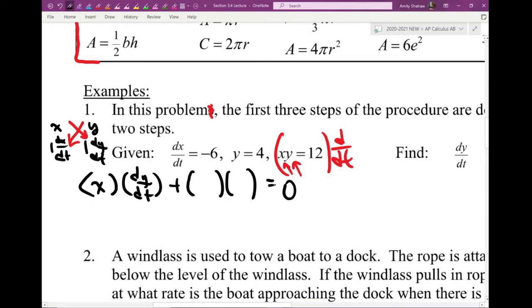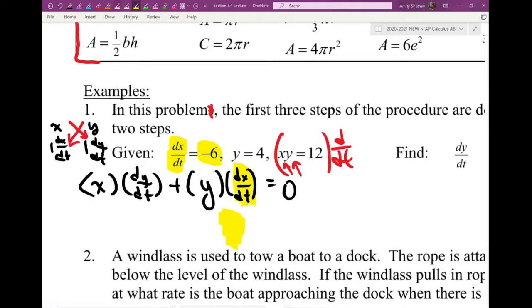And I have the y times the dx dt. Ooh, my handwriting has suffered over the break. Okay, so what do I do next? Well, it turns out each one of these things is either a variable or has a constant value that I can find. For example, dx dt has been given to me. I now know that that is -6. So I'm going to substitute that in.